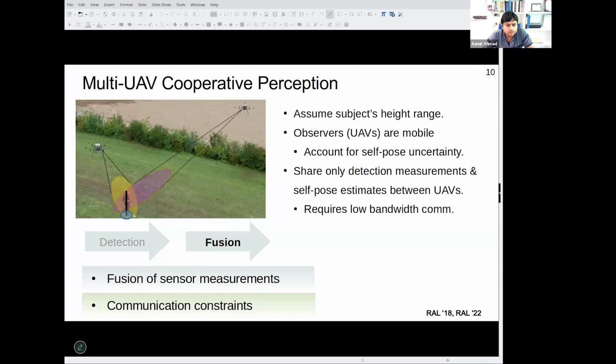Okay, let's go to the next step. What's happening there? Once we have the detection, the next step is where the method addresses the challenge of fusion and, at the same time, the question of communication constraints. So here, what we are going to do is first convert these 2D pixel measurements and their associated noise into a 3D measurement and corresponding noise covariance.